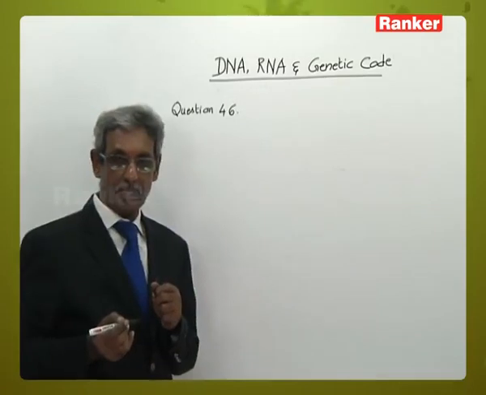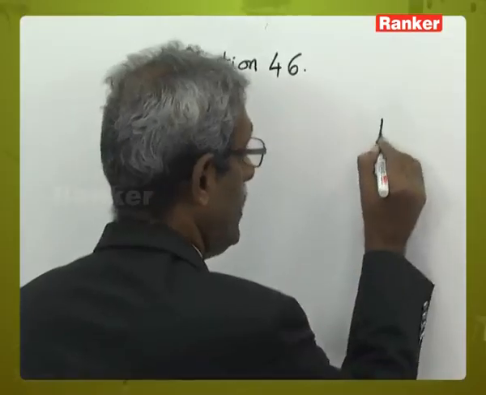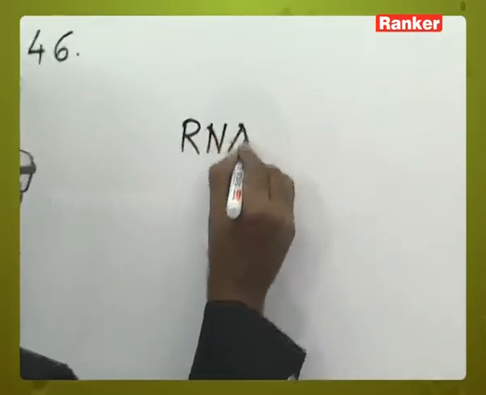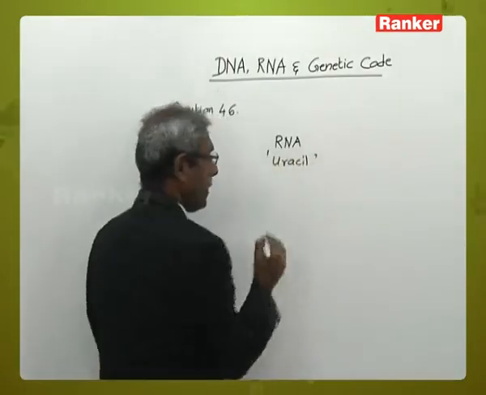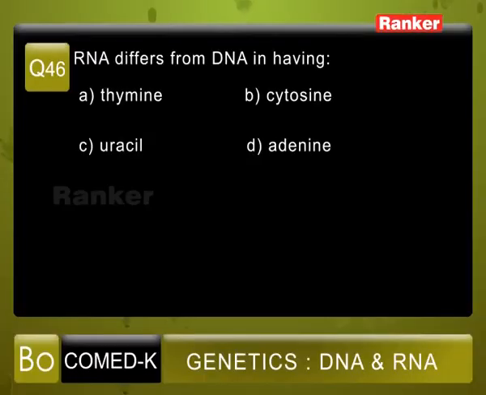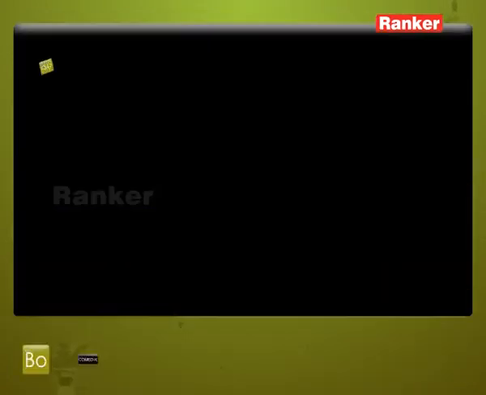Question 46 asks, how does RNA differ from DNA? In having uracil. Always RNA is associated with the presence of uracil, hence the answer is C. Next we go to question 47.